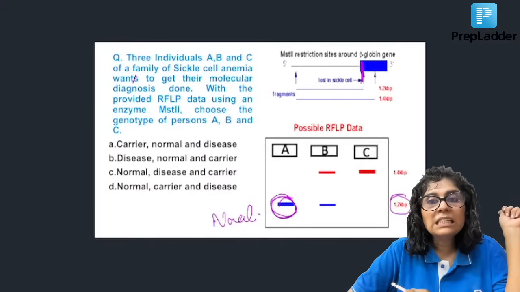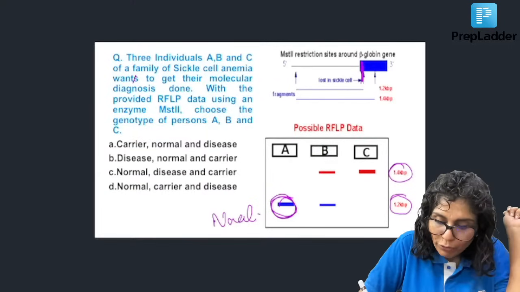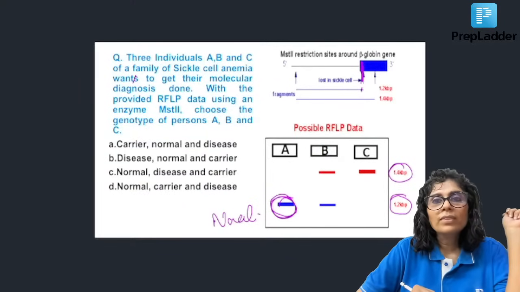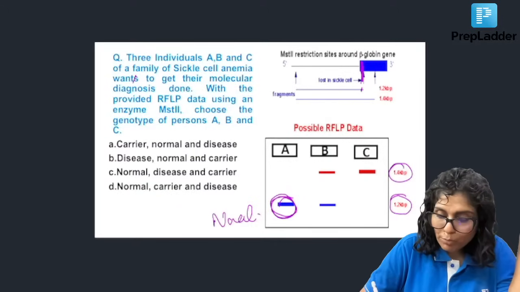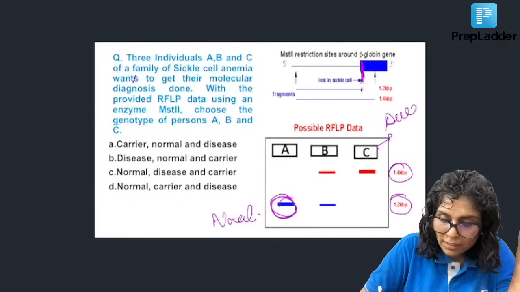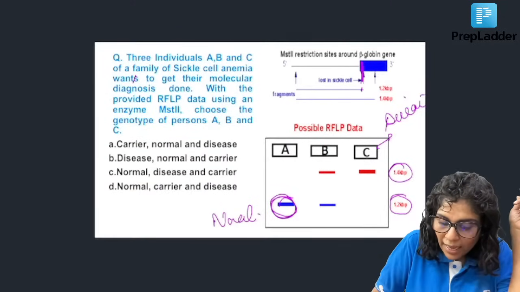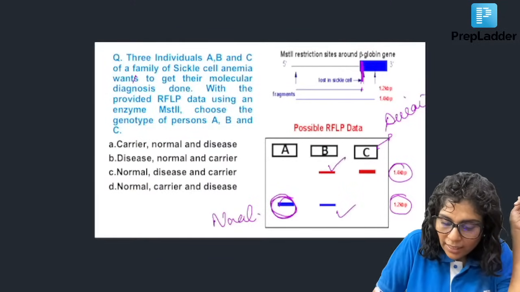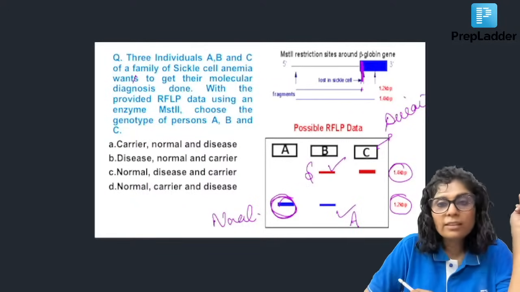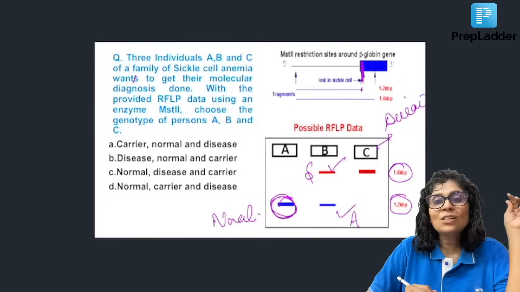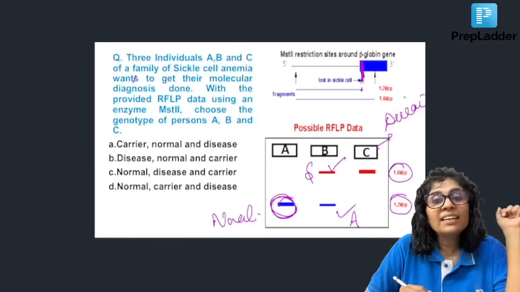Look at person C. Person C is 1.4. If it is 1.4, it means it has not been cut. Right? If it has not been cut, it means it is mutated. If it is mutated, person C is diseased. Look at person B. One allele is cut, the other allele is uncut. Cut is normal, uncut is mutated. So person B has got heterozygosity of mutation. Person B is a carrier.